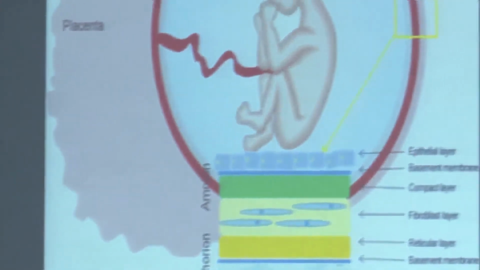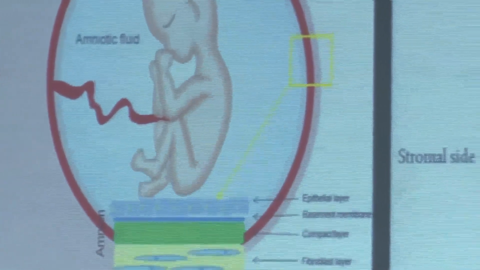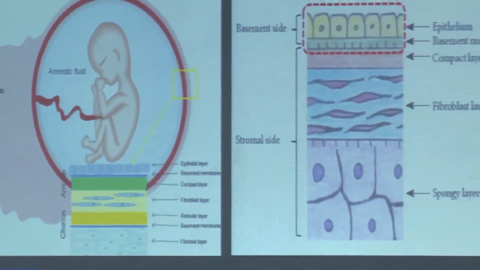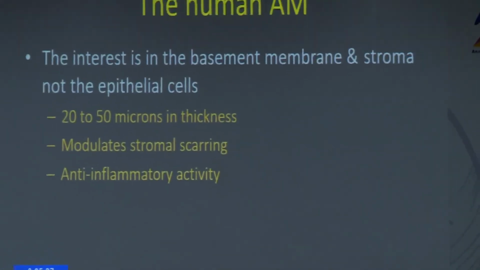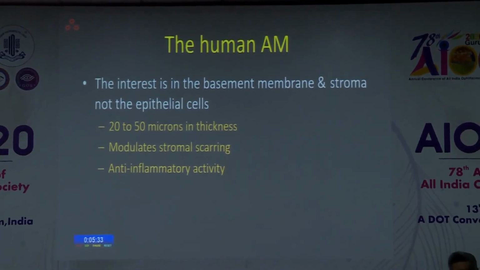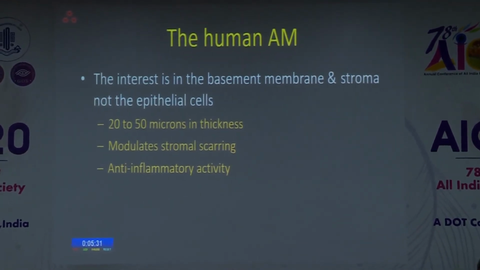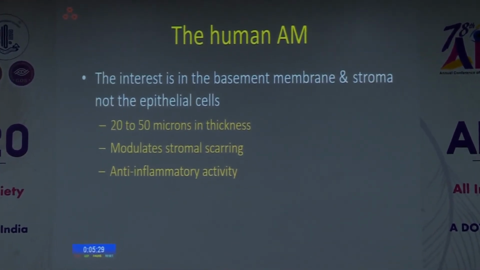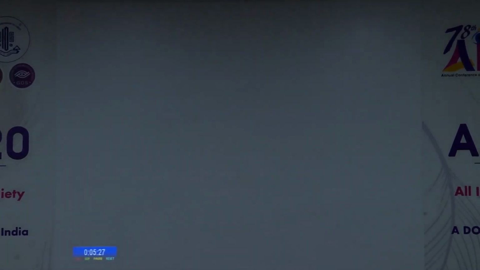So we know that the interest in the human placenta is of the amnion, the chorion not being useful to the ophthalmologist. The amnion has got basement membrane and stroma, which is about 20 to 50 microns in thickness, and the useful feature is that it is anti-inflammatory and it modulates stromal scarring.